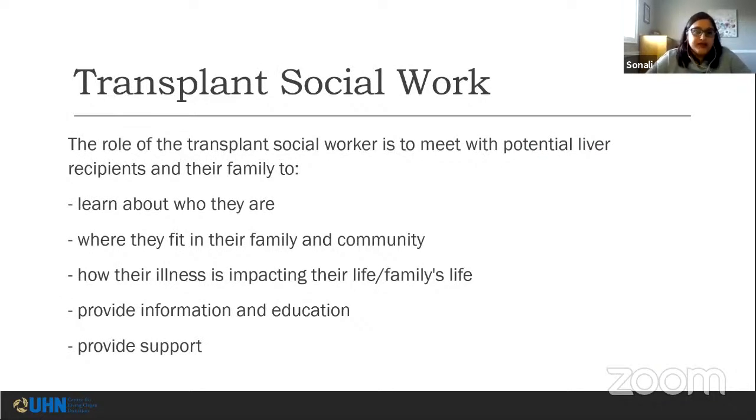So my role as the recipient social worker, so the recipients are those who require a transplant, is to really meet with patients and families to learn who they are, where they fit in their family and their community, how their illness is impacting their life, their family's lives, to provide information and education, and to provide support. Any new or chronic illness is an adjustment for individuals and families. The idea of transplant is also a very overwhelming piece of information to deal with. So I often will talk with patients about how they're managing these kinds of things.